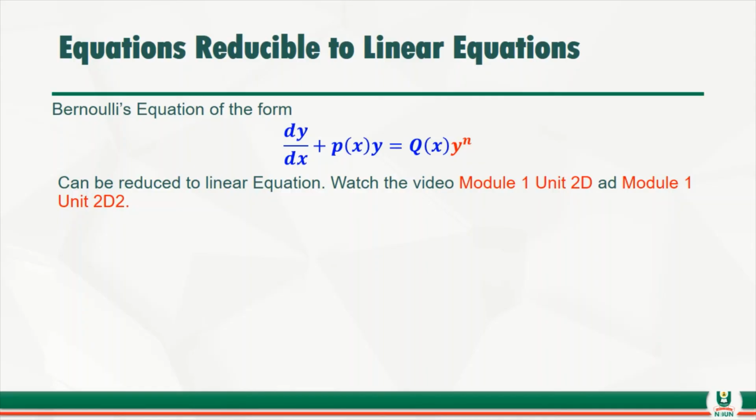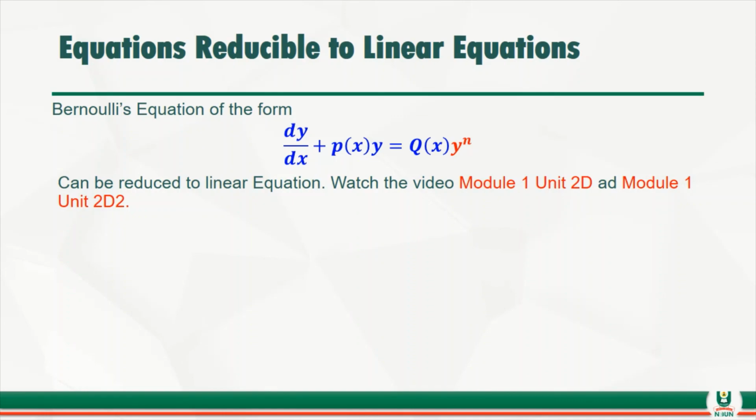If you need any help, please go and check our past videos, that is Module 1 Unit 2D and Module 1 Unit 2D2. There I was able to solve some problems on Bernoulli. But what we can see here is that we can actually reduce it. Remember that what we have on the board is actually non-linear, because n is greater than 1.